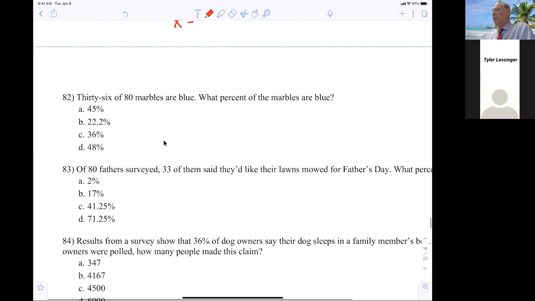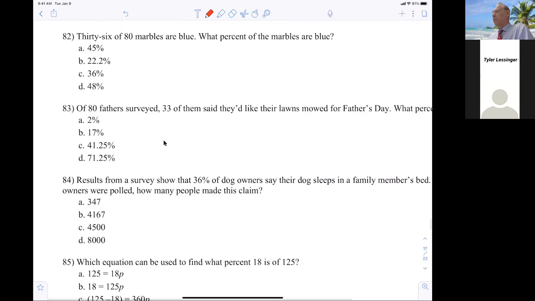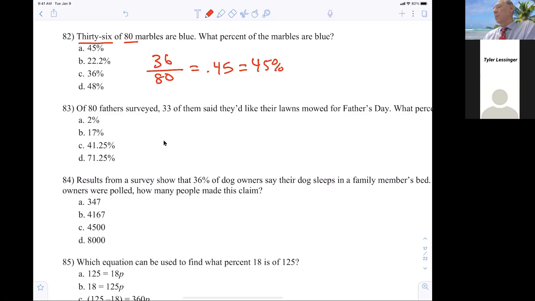All right, 82. It says here 36 of 80. That just means literally 36 out of what? 80. Did I agree with that? 36 out of 80. Now, everybody do the division on that, please. Everybody just do on their calculator 36 divided by 80. And what does that come out to be? 0.45, right? Which is the same as what? Correct answer is A.